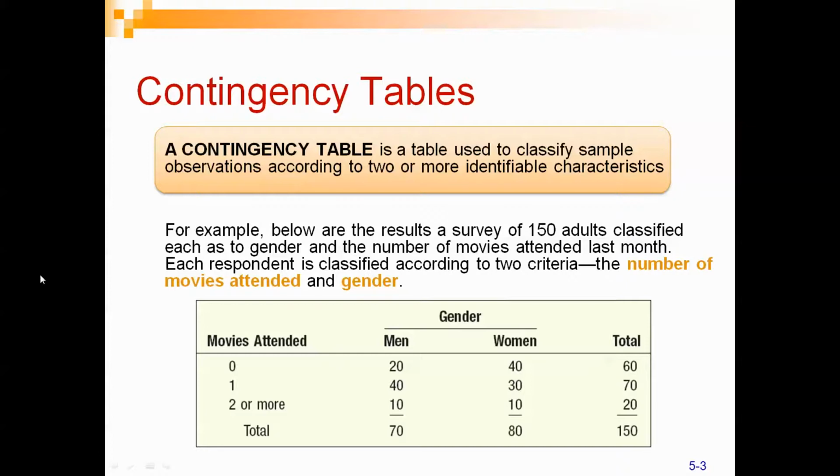For this table, you'll see we have 150 adults, and the categories we're using are the gender and the number of movies attended. Now, normally, the number of movies attended could be considered ratio level data or interval level data, but because of the way that we've broken it down here, we have movies attended as 0, 1, or 2 and 2 or more. So the category here is truly an ordinal category instead.